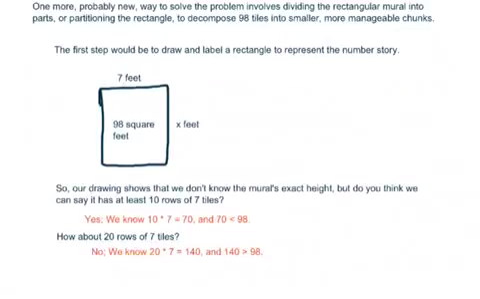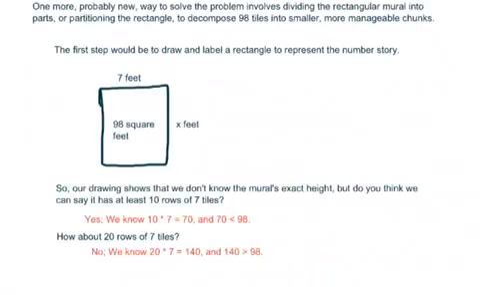First we're going to draw and label a rectangle to represent the number story. I did that on the first screen because that's what naturally my brain does when I'm solving a problem like this. But let's make sure you have this really clearly in your notes. So get this drawing made for yourself, and then let's take a look at a few things.